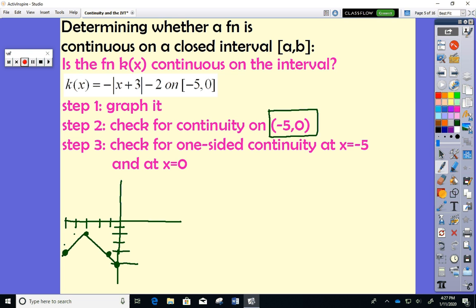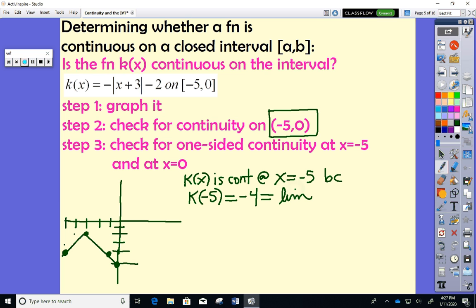So I would have to say, well, is k of x continuous at x equals negative 5? Because we're going to go back to the three-part test. What is k of negative 5? Well, I think we said that k of negative 5 is equal to negative 4. Furthermore, the limit as x goes to negative 5 of k of x is equal to negative 4.